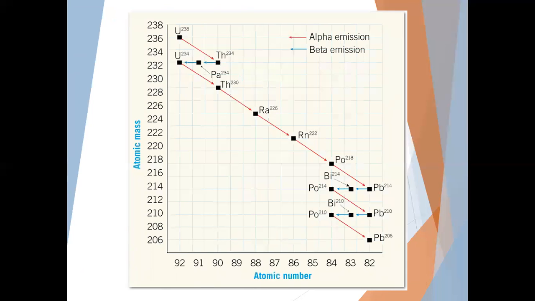We are looking here at the decay series of uranium-238. Uranium-238 is the parent. It's going to go through alpha emission down to thorium-234, which is going to go through beta emission to Pa-234, back to uranium-234, which then goes through alpha emission down to thorium-230, and so forth until we get to the end, lead-206. That Pb-206 is the eventual daughter of the uranium-238.